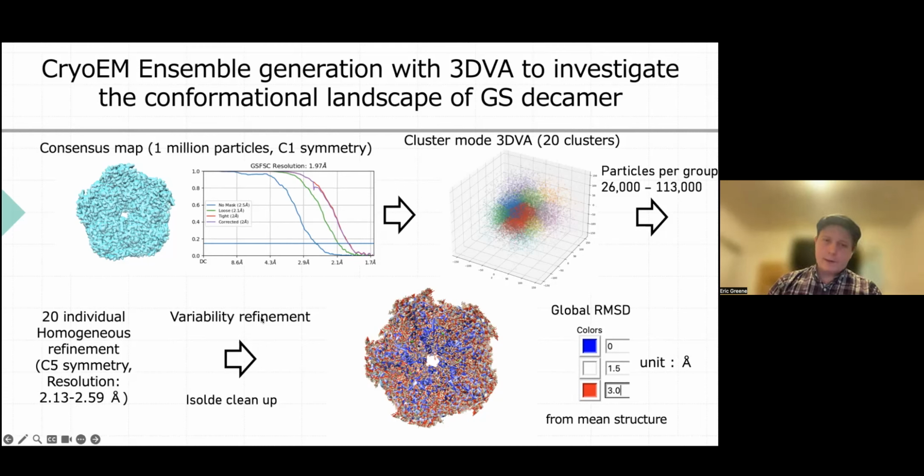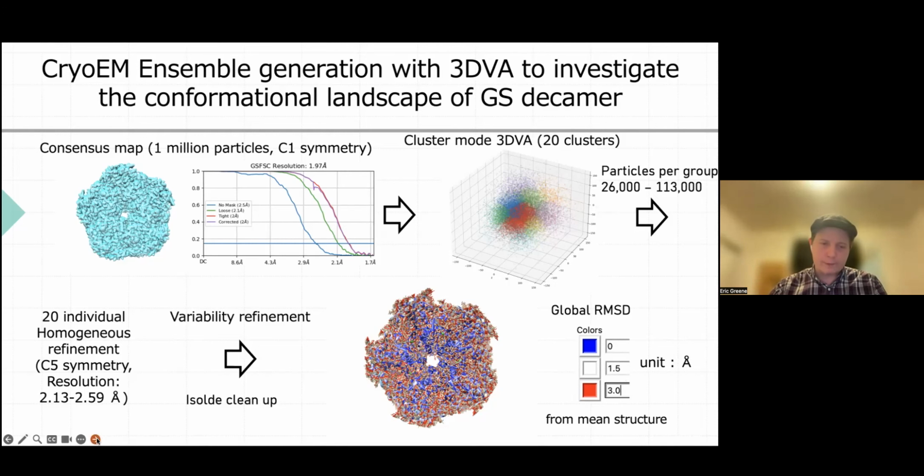And then we did a variability refinement in Phenix to refine a seed model independently into all 20 maps. Then we used ISOLDE to clean up these models. What I've presented down here is a global RMSD, a root mean square deviation for each one of the 20 models compared to the seed model from the consensus map. The scale here is between 0 and 3 angstroms. We see that there are very large sections that are very similar, and then some sections that are quite different.